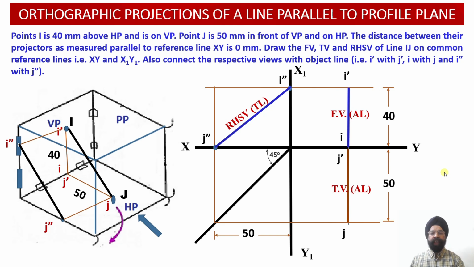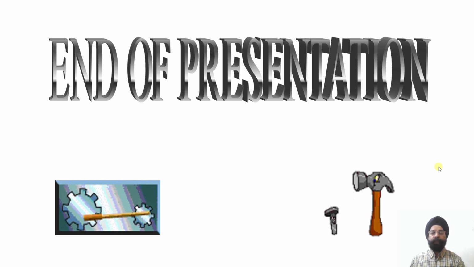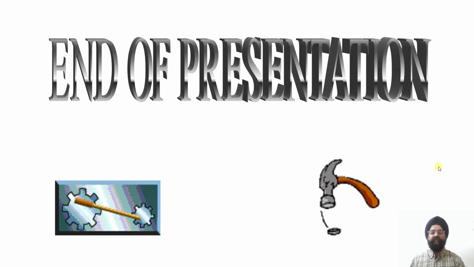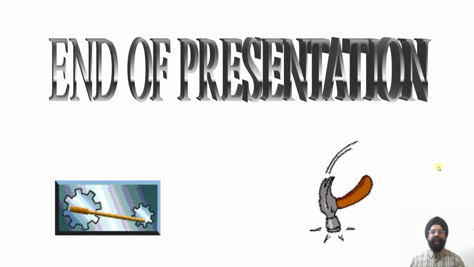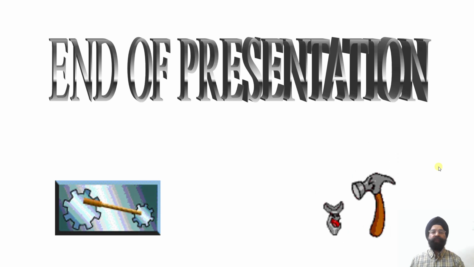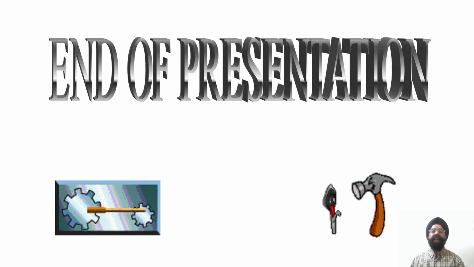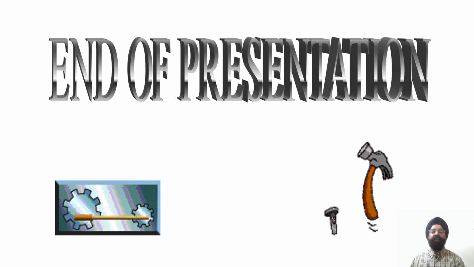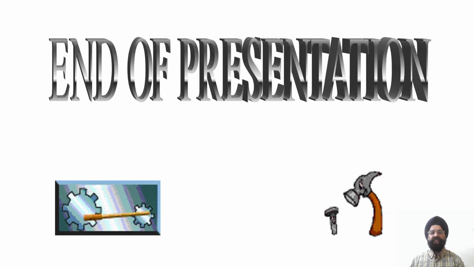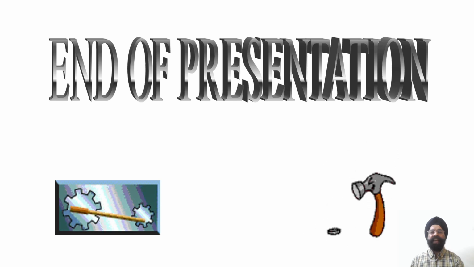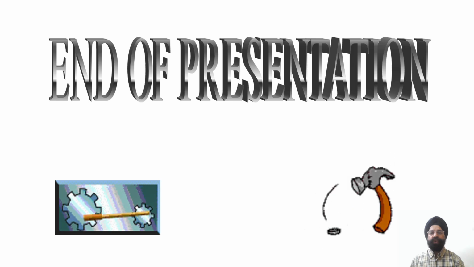So this is all for today. I hope that through this discussion you have understood the procedure to evaluate the front view, top view and the right hand side view orthographic projections of a line which is parallel to the profile plane and inclined to the two reference planes, that is the vertical plane and the horizontal plane. We'll be continuing with further discussion regarding a few more illustrative examples related to the projections of lines in the coming lectures. So thank you very much.